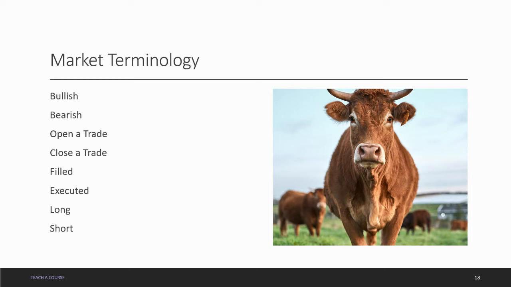Filled. The term filled means that the order to buy or sell a position has been completed. This is what happens after you place the order and the broker accepts the order and is able to either buy or sell your stock or your option. Once that transaction is complete, that order is considered filled. Executed is the completion of a buy or sell order. So filled and executed really go hand in hand. You'll hear those terms used interchangeably.